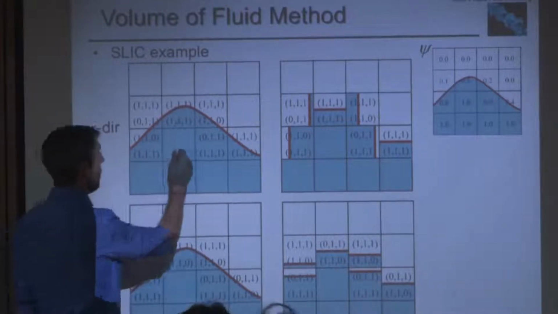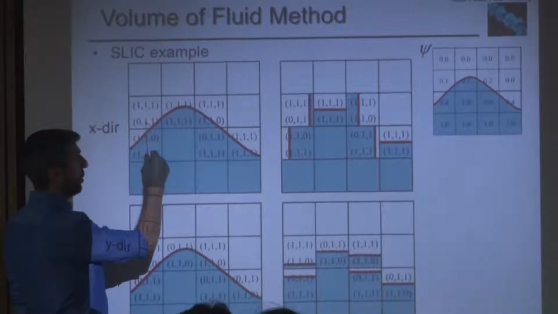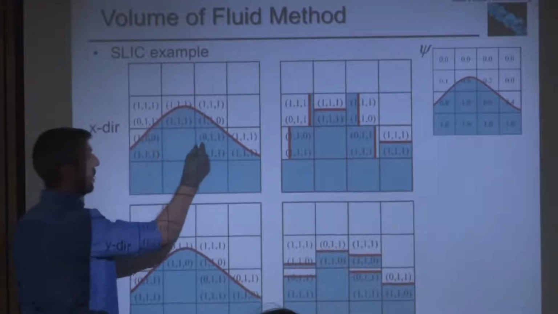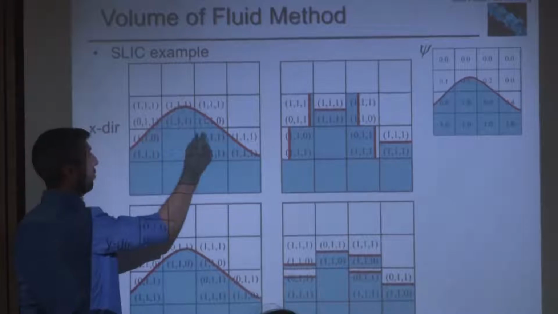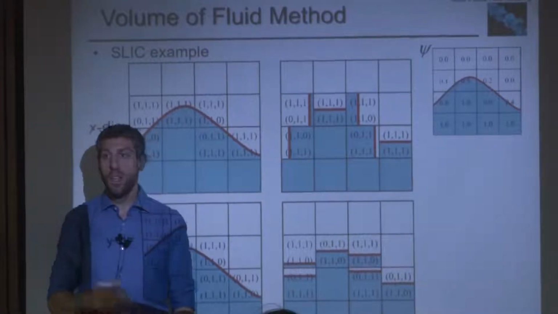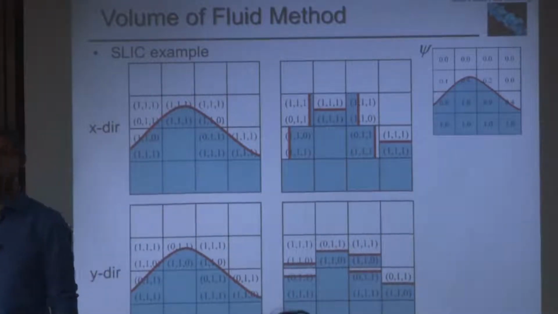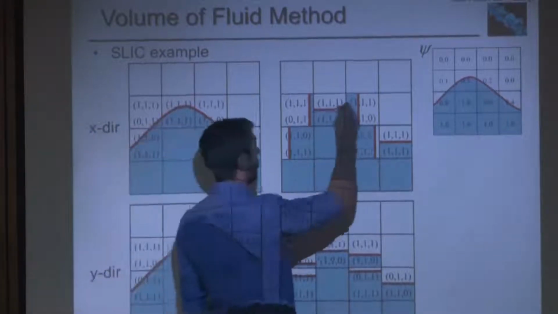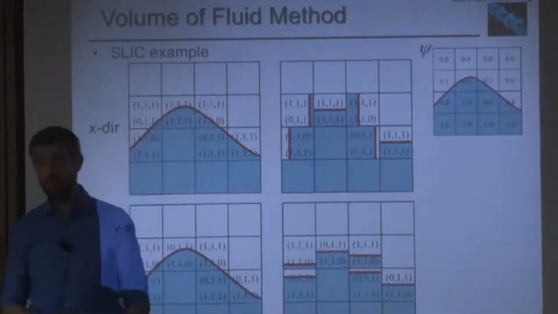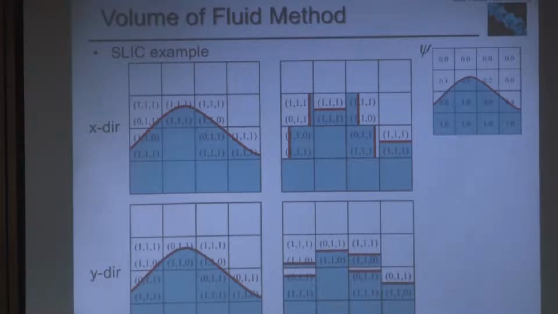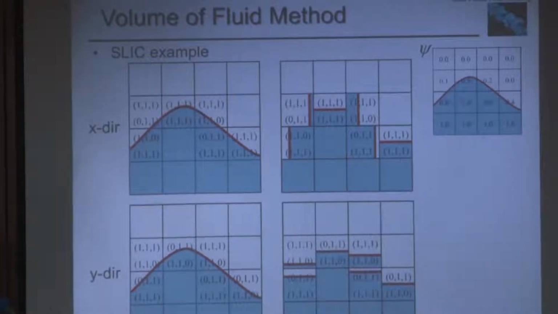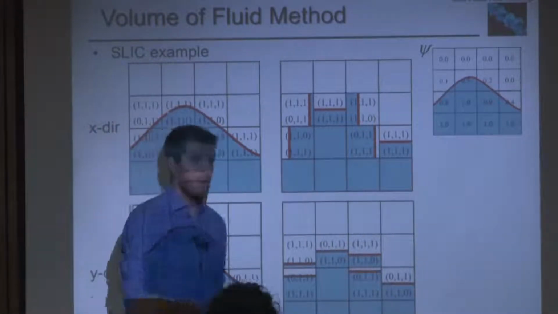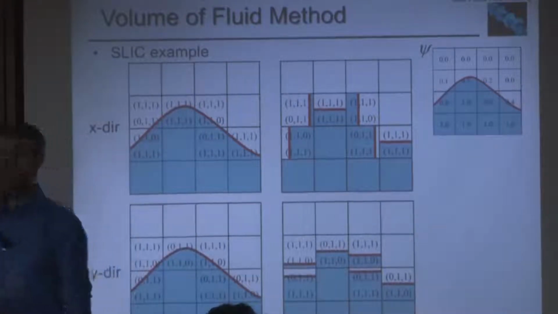That cell, well, I have the blue fluid on the left, on the right, and in the cell, but I also have the white one in all three cells. I have no discriminating information that I can call upon from this stencil. I essentially give up and place a vertical interface instead. Okay, so this is the example in X. This is doing the same thing in Y, right here. Why are we doing this in X and in Y?